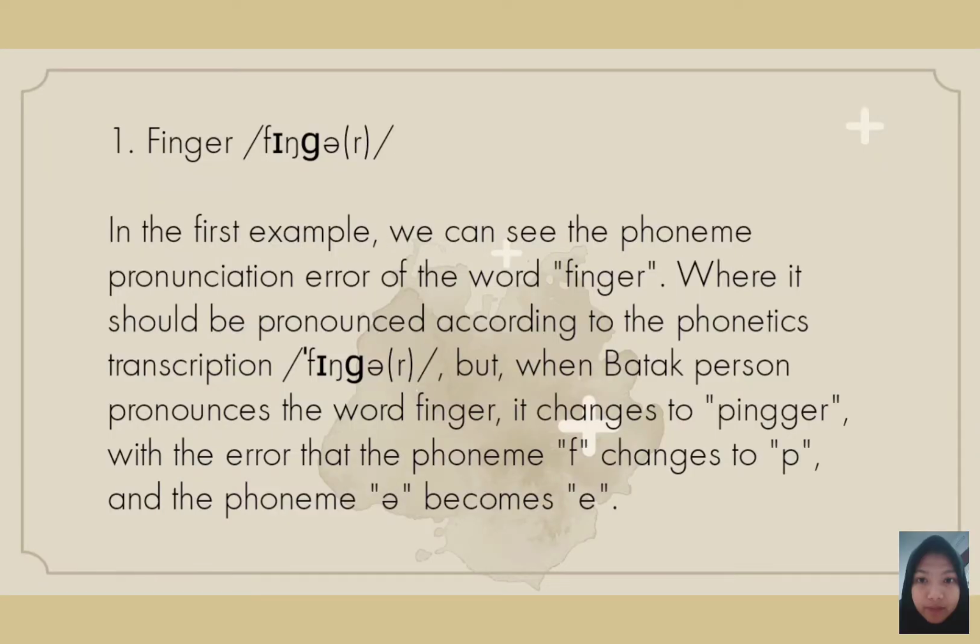Finger. The first example is when my brother says finger. In the first example, we can see the phoneme pronunciation error of the word finger, where it should be pronounced according to the phonetic transcription. But when my brother says finger, as a Batak person pronounces the word finger, it changes to pingar, with the error that the phoneme F changes to P and the phoneme E becomes A.